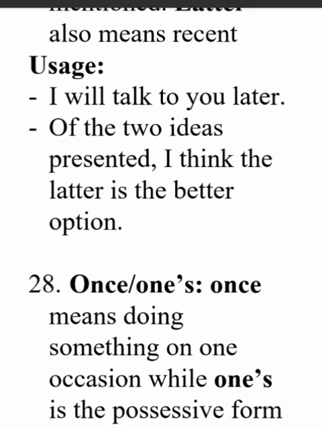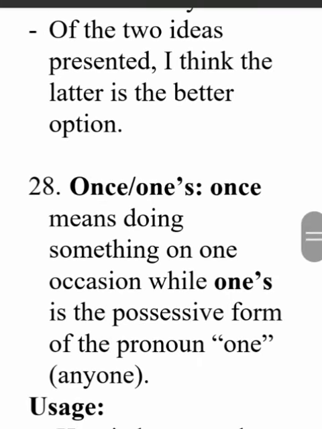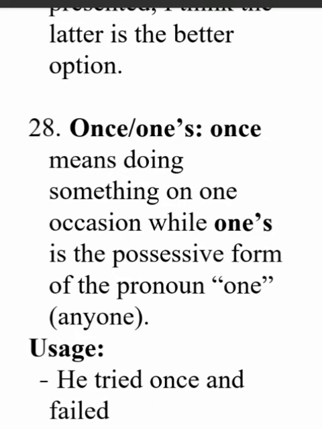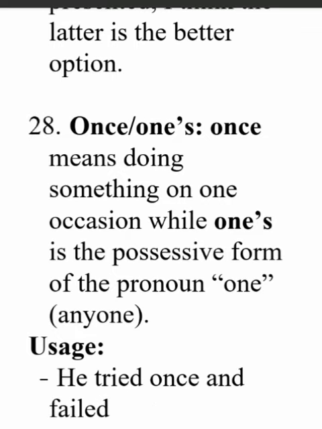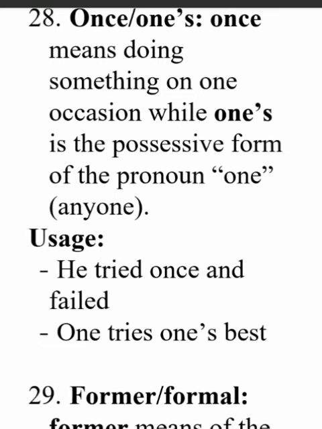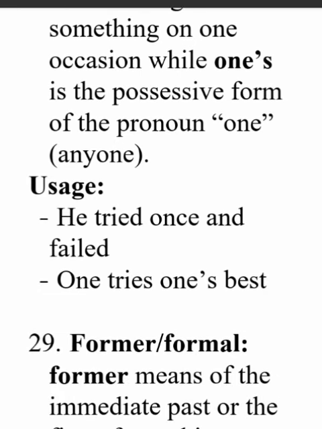28. Once and one's. Once means doing something on one occasion, while one's is the possessive form of the pronoun one, anyone. Usage: He tried once and failed. One tries one's best.